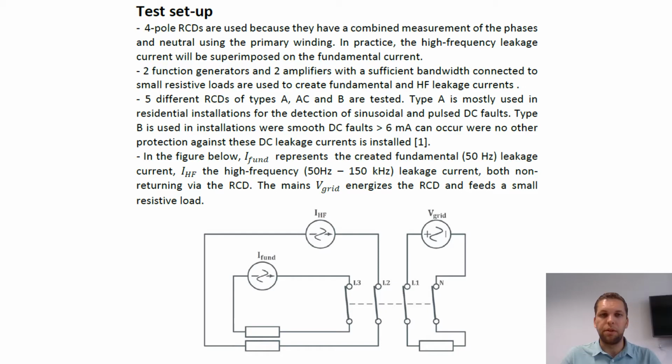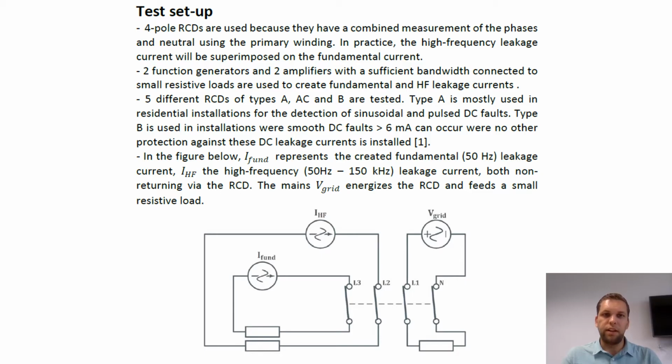And in this way, we were able to inject high-frequency residual currents non-returning via the RCD and 50 Hz residual currents also non-returning at the different poles of the RCD. And the poles phase 1 and neutral were used to feed a small resistive load, and the mains was supplying power to the RCD because some RCDs need 230 volts from the mains to operate. 2 function generators connected to small resistive loads and 2 amplifiers were used to inject the high frequency and also the 50 Hz leakage currents.